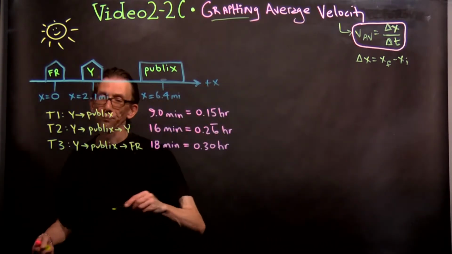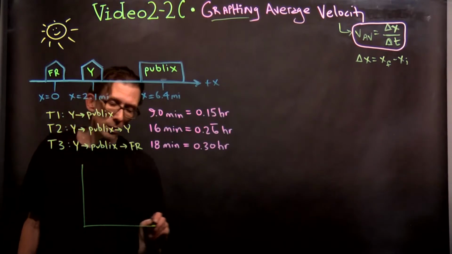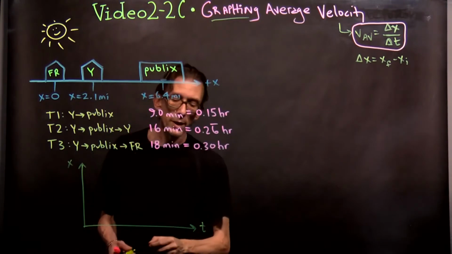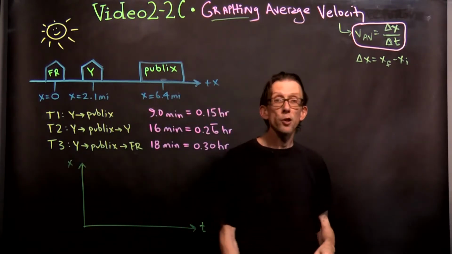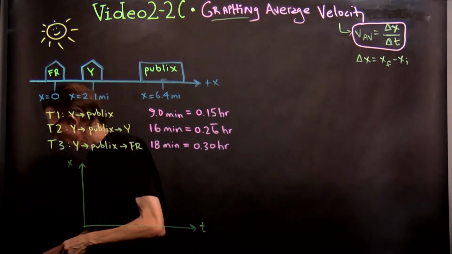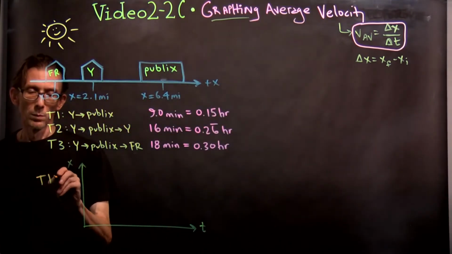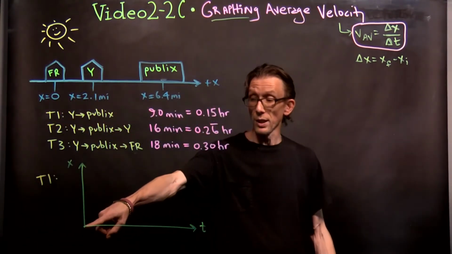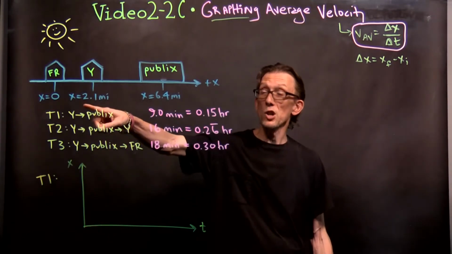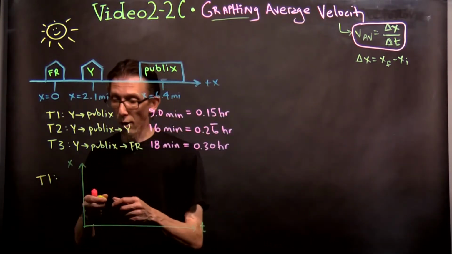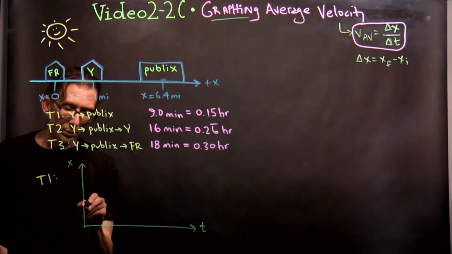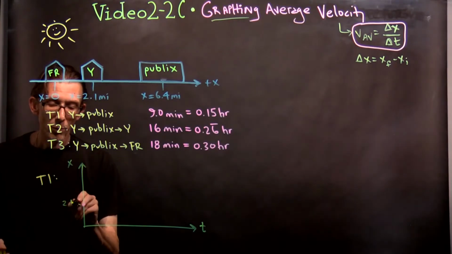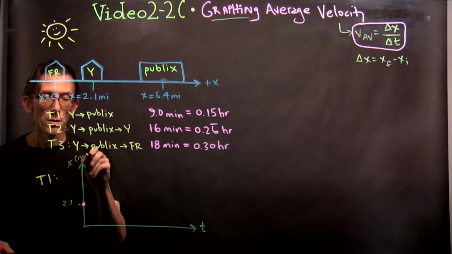So let's do a graph here. Let's make a graph of position x versus time t. And let's look at trip number 1. Well, at time t equals 0, right here, where do we start? We start at position 2.1, right? So we start here, and that is at 2.1, and this is going to be position in miles, of course.